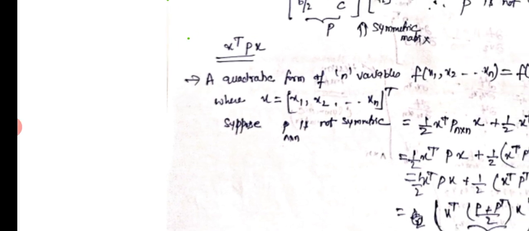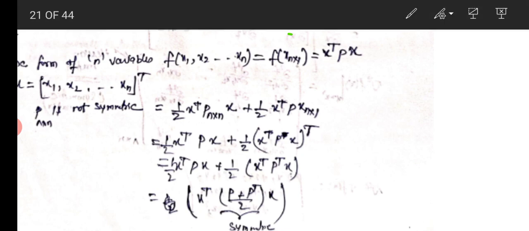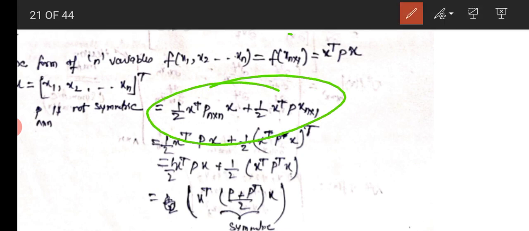If P is not symmetric, what happens when P is not symmetric? We can make any matrix a symmetric matrix. How? You can see here. If P is not a symmetric matrix, we take the x transpose P x equation in this form: 1 by 2 x transpose P x plus 1 by 2 x transpose P x. We can write the equation like this.